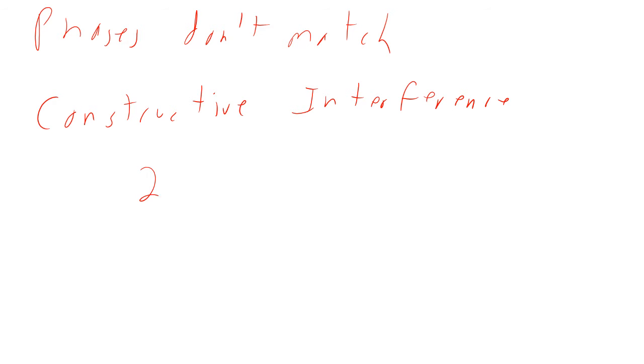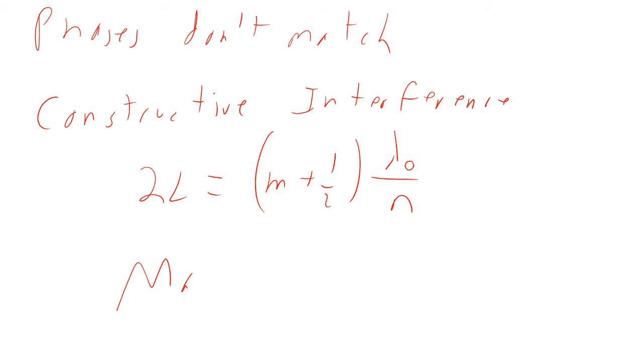If 2L equals m plus 1/2 lambda naught over n. Okay. So this is going to be our constructive interference, so that is going to be the maximum reflection. Now remember, this is exactly opposite if the phases do match. If the phases do match, then that equation would give us the destructive interference, and so the minimum reflection. So you have to really watch out for whether or not the phases match.